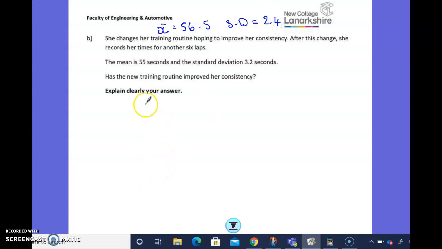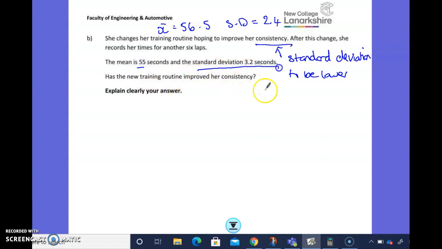Okay, right, she changes her training routine, hoping to improve her consistency. If she's improving her consistency, that's talking about standard deviation. So if we're going to improve consistency, we want the standard deviation to be lower. After this change, she records the time, so her mean is 55 seconds, her standard deviation is 3.2 seconds. Has the new training routine improved her consistency?